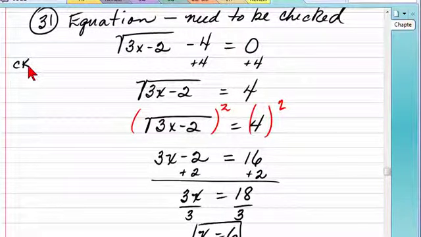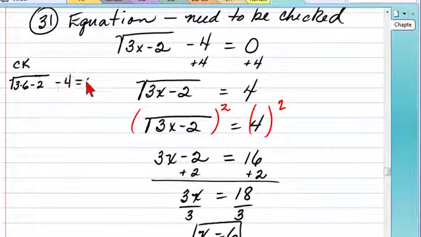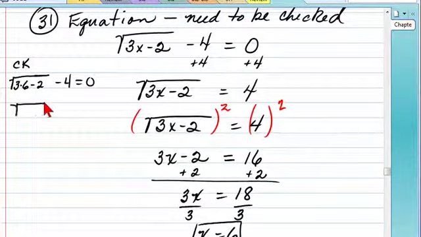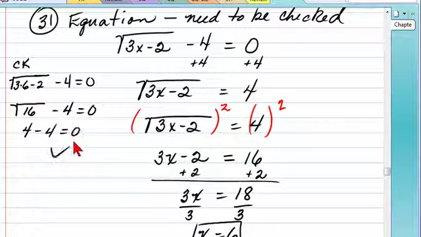All right. The check. I'm going to have the square root of 3 times 6 minus 2, all under that radical, minus 4 is equal to 0. Do as little or as much work as you have to. In fact, you might be able to check it mentally. 3 times 6 is 18, minus 2 is 16. Square root of 16 minus 4 is equal to 0. The square root of 16 is 4, and 4 minus 4 is 0, and that checks.